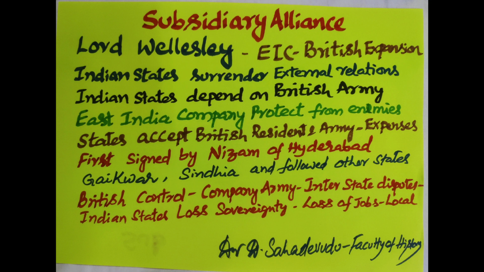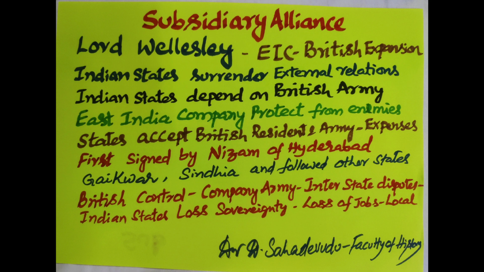against external threats. Impact. The subsidiary alliance system was successful in expanding British influence over several princely states without the need for direct military conquest. It allowed the East India Company to strengthen its control economically, politically, and militarily.